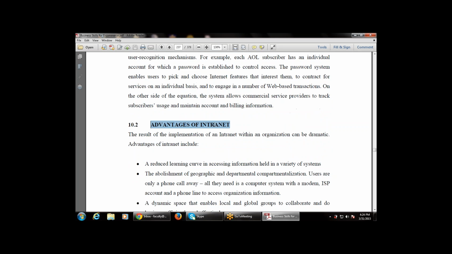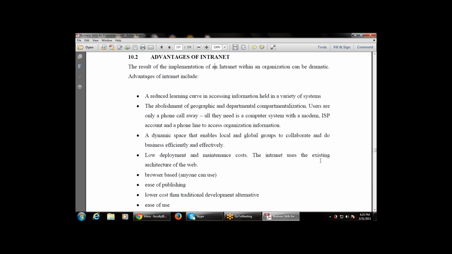Now, what are the advantages of intranet? Why do large-scale organizations also use the intranet? So this says the result of the implementation of an intranet within an organization can be dramatic. Advantages of intranet include, so what are the advantages? The first advantage is that the intranet is used within an organization for their boundaries, for their limitations. So one of the advantages is that it reduces the learning curve in accessing the information held in a variety of systems.